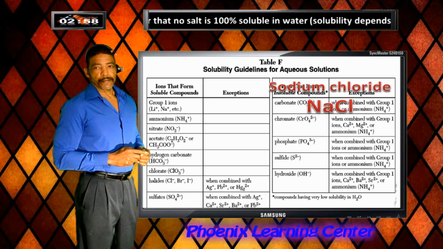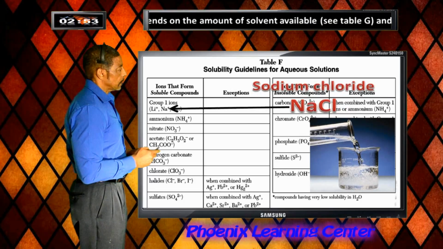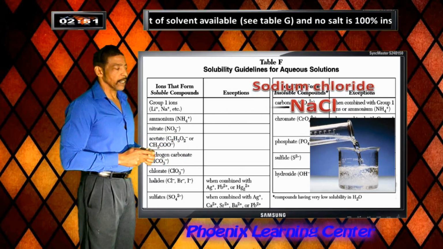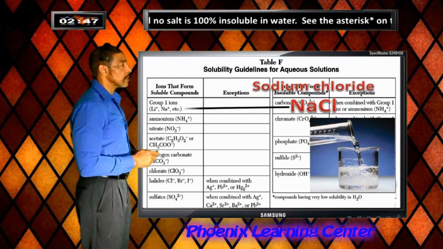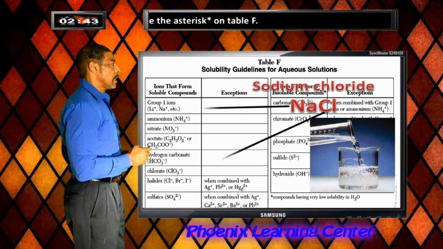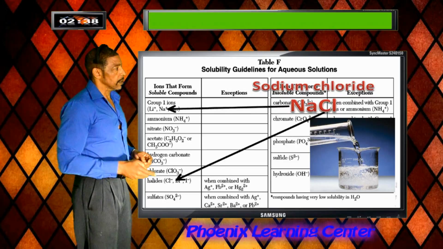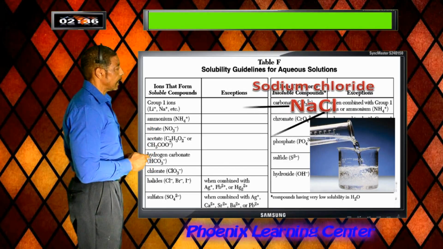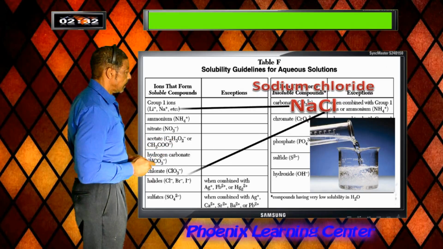Consider another example, the compound sodium chloride. Sodium chloride contains a group 1 ion. And remember, all compounds containing group 1 ions are soluble without any exceptions. And therefore, sodium chloride will be soluble in water. The presence of the chloride ion only enhances the solubility of the compound.